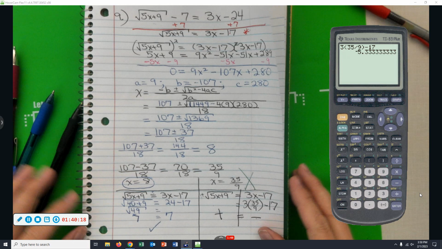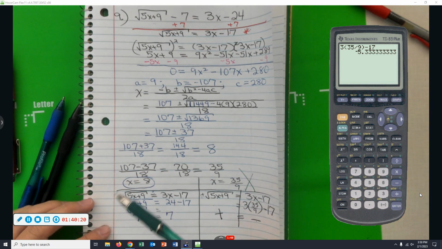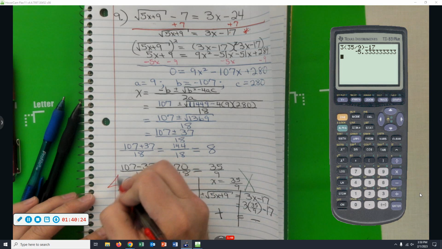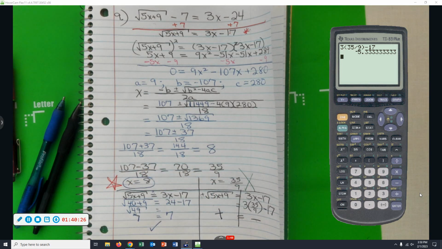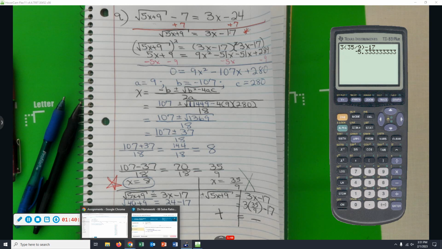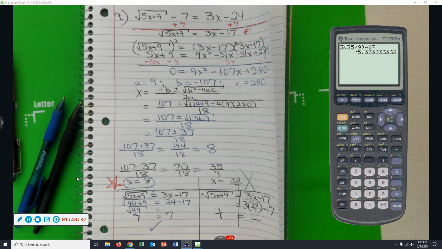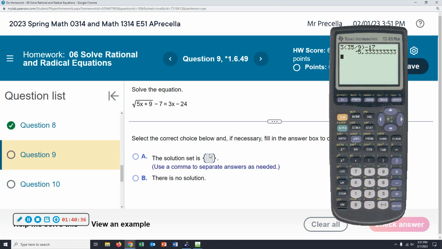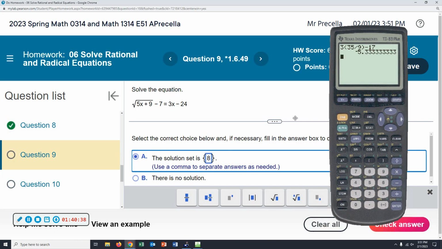Oh wow, there it is. So 8 checks. All of that 35/9 just to get x equals 8. Any questions there? Okay, type 8 into your calculator and make sure it works.